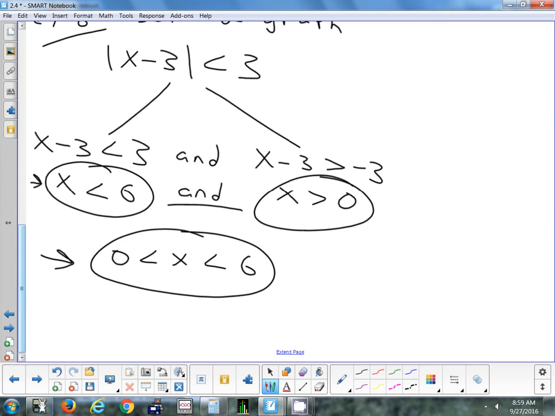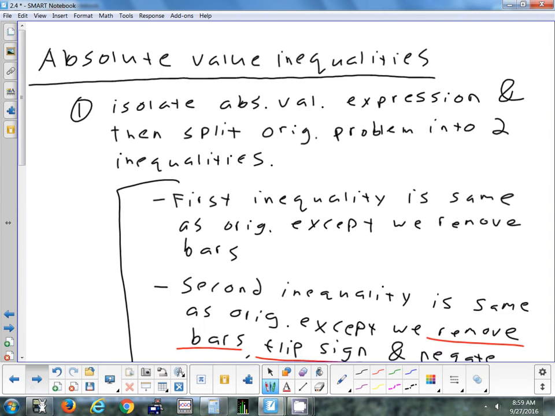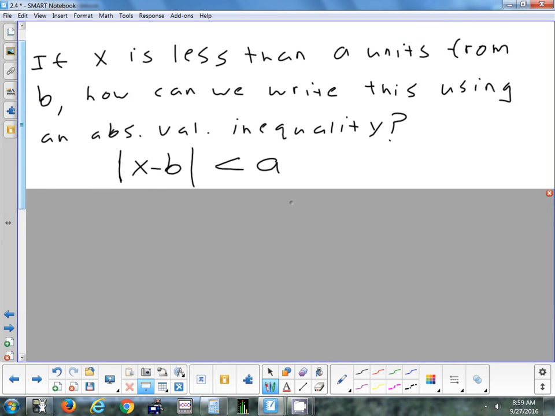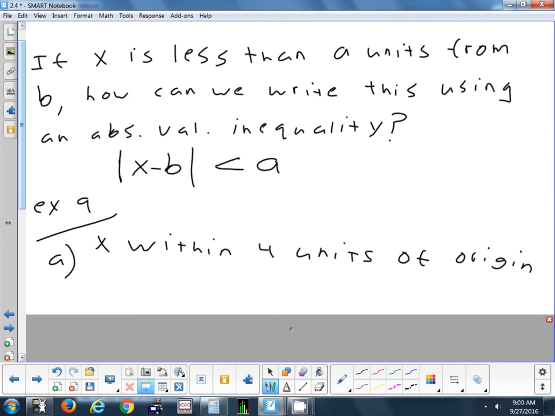All right, so this part is a little tricky because they'll give us something in writing, and they'll want us to write it as an inequality. Basically, if you can remember that formula and just plug in for what they give you, it makes it a little easier. So if x is less than or within a units from b, that's how you can write it as an inequality.